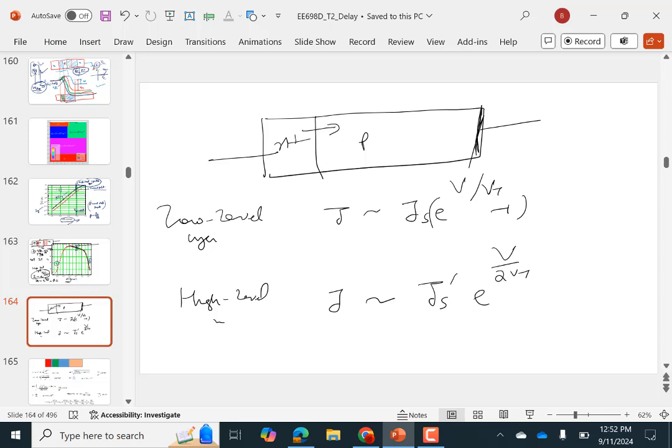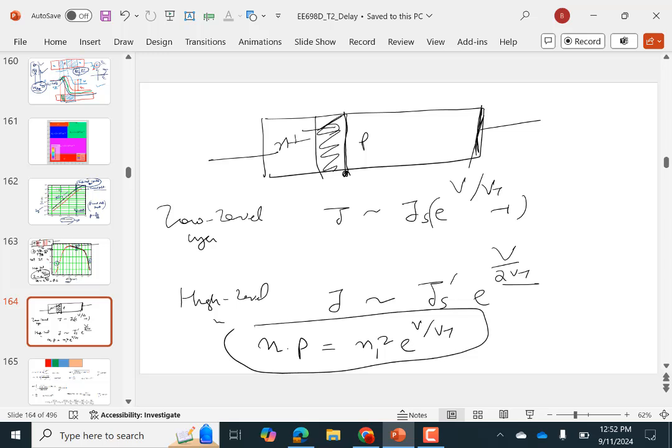And if you want a very simple reason for why this occurs without going into too much detail, one of the key things about a PN junction is the following. At the edge of the depletion region, the product of N and P is equal to Ni square e to the power V by Vt. We can show that this is more or less true under low level injection, high level injection and all that. The product of N and P is Ni square e to the power V by Vt. From this you can understand.